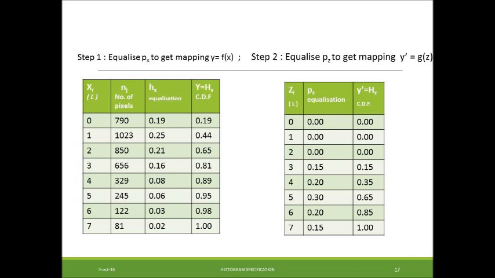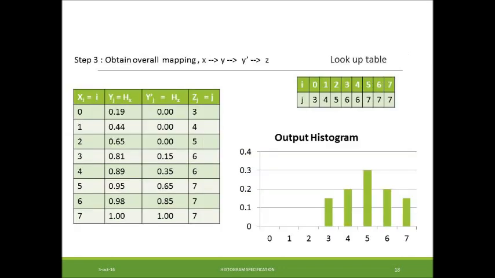Now we have prepared the values for the CDF corresponding to the input image. Step 2. Equalize Pz to get mapping y dash equal to g of z. The same procedure is repeated for step 2. Hence, after step 1 and 2, we get the CDF of both the input image and the histogram specified image. Step 3. Obtain overall mapping x to y, y to y dash, and y dash to z.